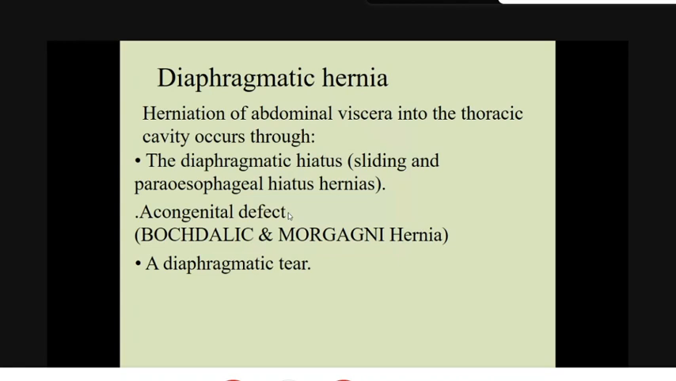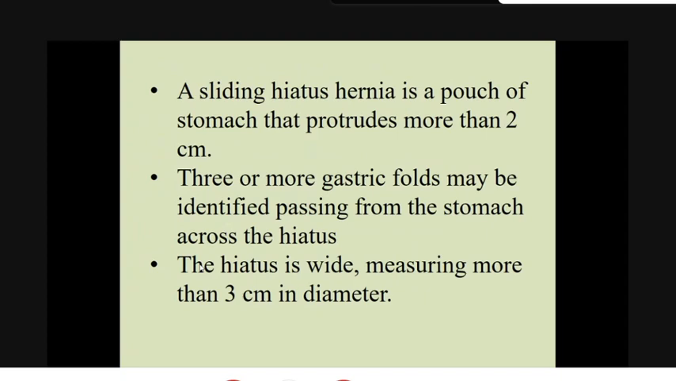The last topic in our lecture is the diaphragmatic hernia. Diaphragmatic hernia is herniation of the abdominal viscera into the thoracic cavity. It occurs either through the diaphragmatic hiatus, which is called sliding and paraesophageal hiatus hernia, or through a congenital defect, which is called Bochdalek and Morgagni hernia, or through a diaphragmatic tear. The commonest one we always see is the sliding hiatus hernia. It is the commonest type of diaphragmatic hernia.